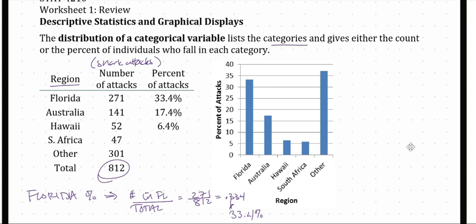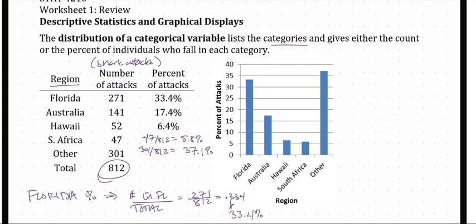We did that for Hawaii. And so how would we find this for South Africa? For South Africa, that's going to be 47 over 812. And 47 over 812 is going to give us 5.8%, or the proportion of 0.058. For all other regions that are not specifically listed here, we would find the percent by doing 301 divided by 812, and that gives us 37.1%, which of course is 0.371.